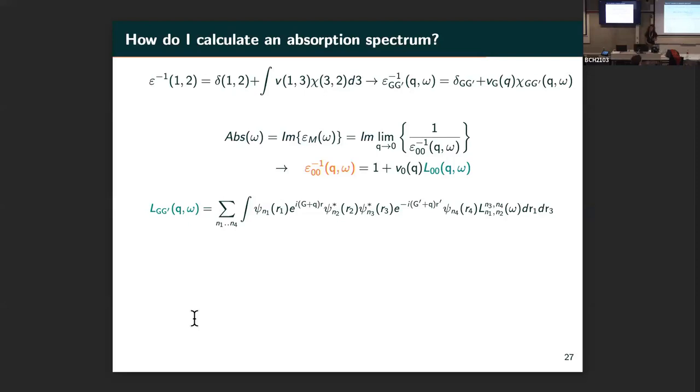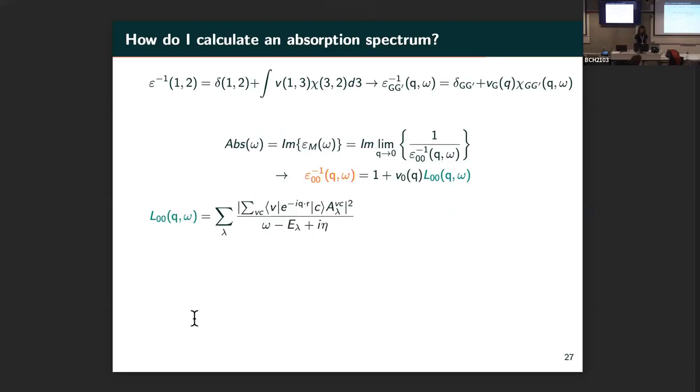So we have to multiply by wave functions and Fourier transform, and then we get oscillator strengths. These are quite similar to the ones shown by Matteo yesterday. You saw it in a similar way as he described. And we also have, very importantly here, the solutions of the excitonic Hamiltonian, the vectors A lambda.